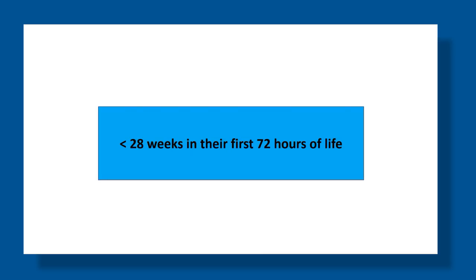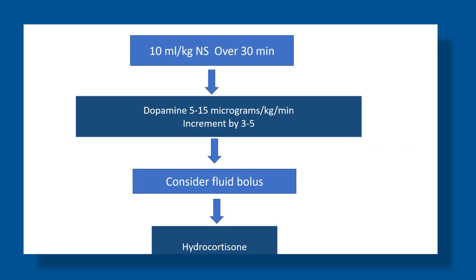Okay, so I'm now going to concentrate on the more fragile group, that is the less than 28 weekers in their first 72 hours of life. Next slide. So you start off with our favorite 10 ml per kg of saline over 30 minutes. Remember, it's never a rapid flush because it's going to increase your IVH. And then if there is still poor response, you start off with dopamine.